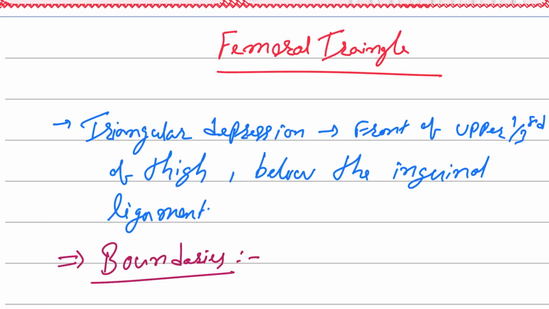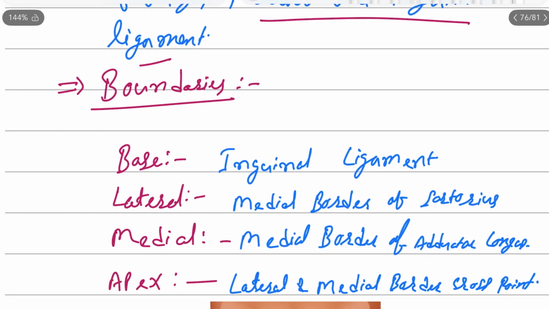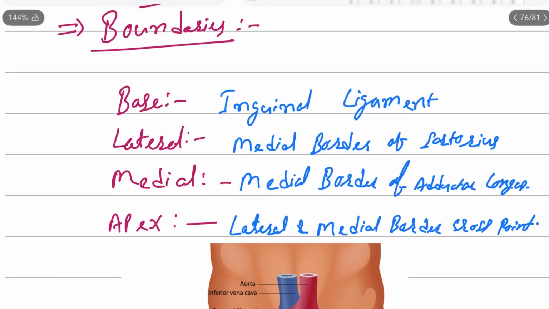Today I will discuss the femoral triangle. The femoral triangle is a triangular depression in the front of the upper one third of the thigh, just below the inguinal ligament. Now I will discuss the boundaries of the femoral triangle. The base is made by the inguinal ligament.